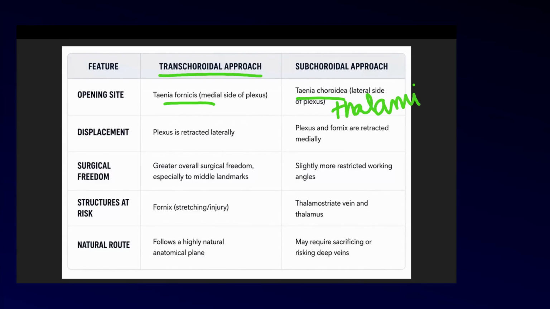Transchoroidal is a natural corridor. Always remember this. This is a natural corridor. So because this is a natural corridor, it is going to provide more surgical freedom, especially the midline landmarks. Subchoroidal is slightly paramedian and it is not a natural corridor, so the working angle is going to be very restricted. But transchoroidal puts the fornix at risk. Subchoroidal can put the thalamostriate vein and other deeper veins at risk, but it's safer for the fornix. And obviously, transchoroidal is a natural anatomical plane, which subchoroidal is not.